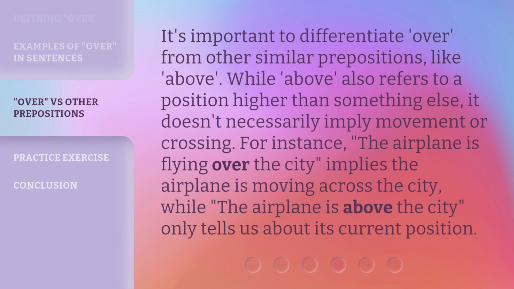It's important to differentiate over from other similar prepositions, like above. While above also refers to a position higher than something else, it doesn't necessarily imply movement or crossing. For instance, the airplane is flying over the city implies the airplane is moving across the city, while the airplane is above the city only tells us about its current position.